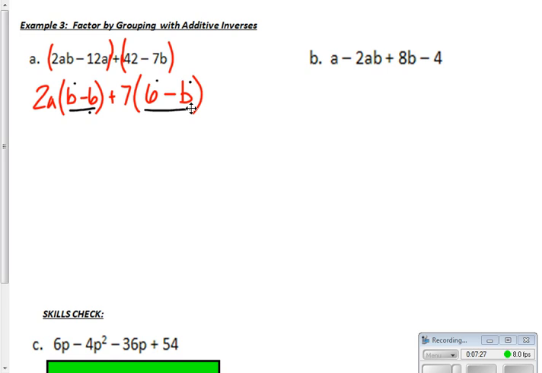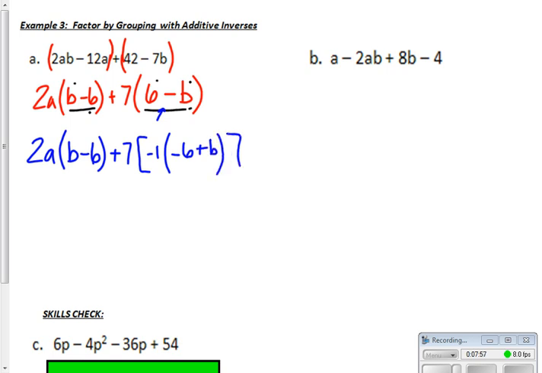And what happens here is you say 2a, and then we have b minus 6. Now, what I have to do to get this second one identical to the first one is I actually have to factor out a negative. When I factor out a negative 1, I'm going to go ahead and put plus 7 here, and I'm going to factor out a negative 1. When I factor out a negative 1, I get negative 6 plus b. Okay, so that's basically what it looks like there.